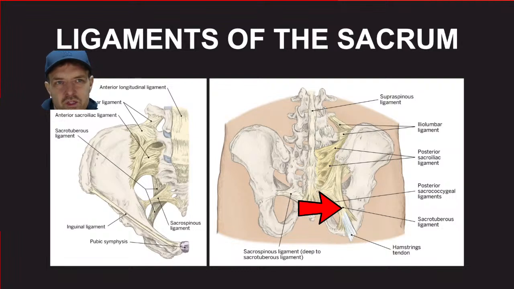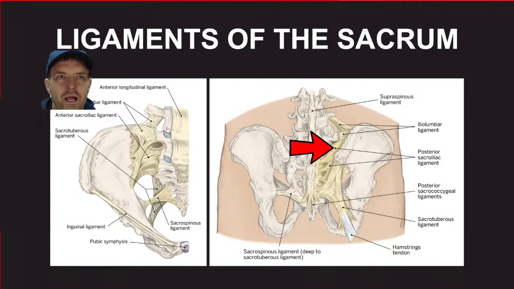Then this here is your sacrotuberous ligament, and then we've got the posterior sacroiliac ligament as well. And then up here, right up here, this was a classic when I was training, iliolumbar ligament sprain. Everything was an iliolumbar ligament sprain if they had pain around this area here.